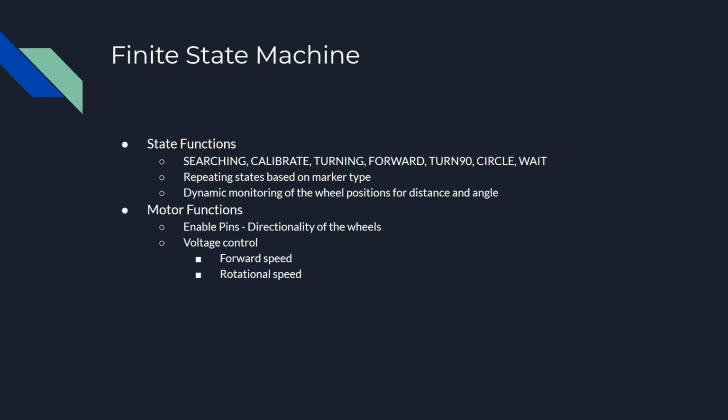Each of the motor functions were also controlled within the states individually, such as the enable pins controlling the directionality of the wheels, which allowed it to do things such as turn in different directions and go forward relative to the position of each of the wheels, as well as the voltage control, which controlled the forward speed and allowed for adjustment of the speed and motion of each of the wheels, and control of the rotational speed, again, through adjustment of the individual speed of each of the wheels.